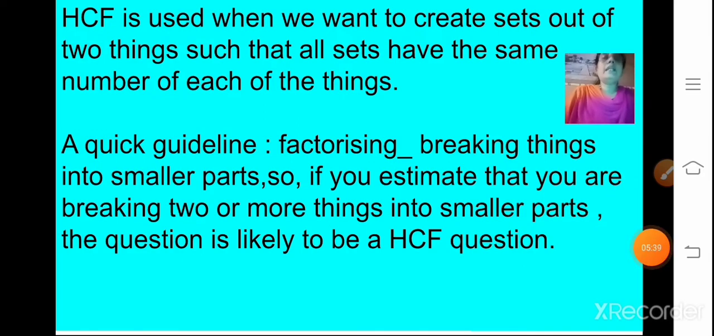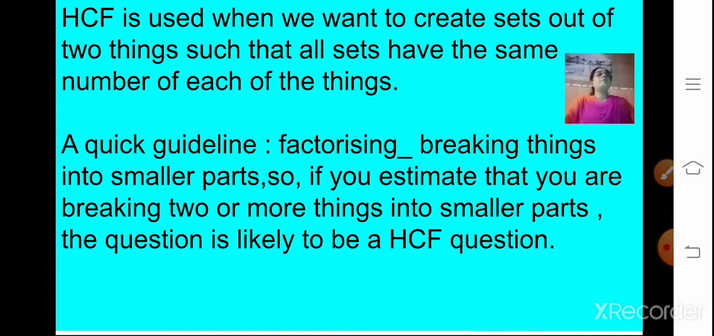Now first let us learn what is HCF. HCF is the highest common factor. Now HCF is used when we want to create sets out of two things. Suppose two things or two numbers are given, we have to make sets out of it, or group it into smaller numbers such that all sets have the same number of each of the things. Now key factor for this is when you factorize a number, where you find the factors.